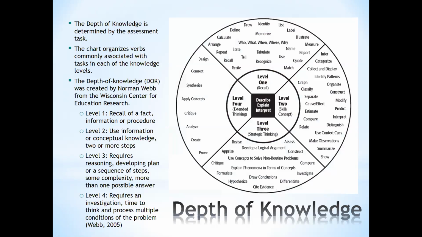Level 2: use information or conceptual knowledge, two or more steps. Level 3: requires reasoning, developing a plan or a sequence of steps, some complexity, more than one possible answer. And the deepest level, Level 4, requires an investigation, time to think and process multiple conditions of the problem.